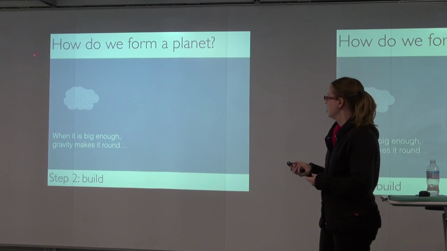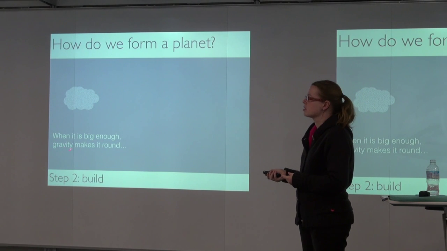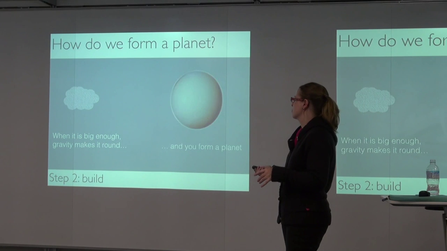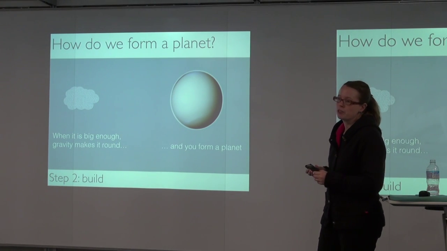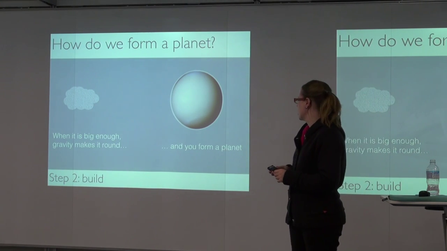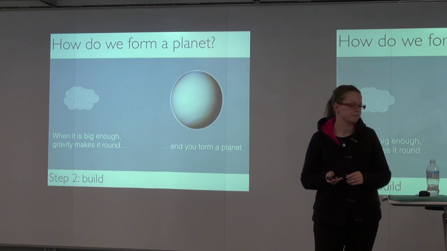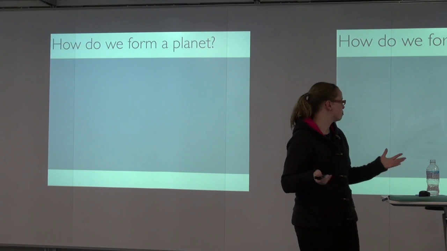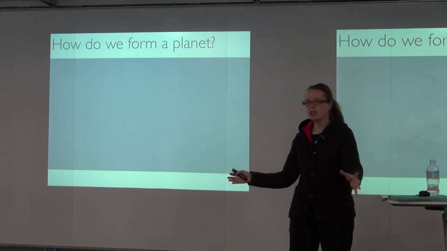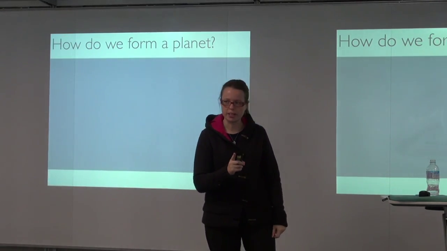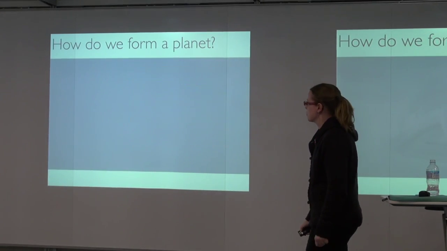So, once we have something big enough that gravity grudgingly agrees to take an interest in the formation process, it can pull it into a round shape. And that's the point we start thinking more like a planet than an asteroid or a rock. So that sounds pretty straightforward. You get small dust, you build it up, bigger, bigger, bigger, boom, planet, great, done. Not quite. There are some problems.